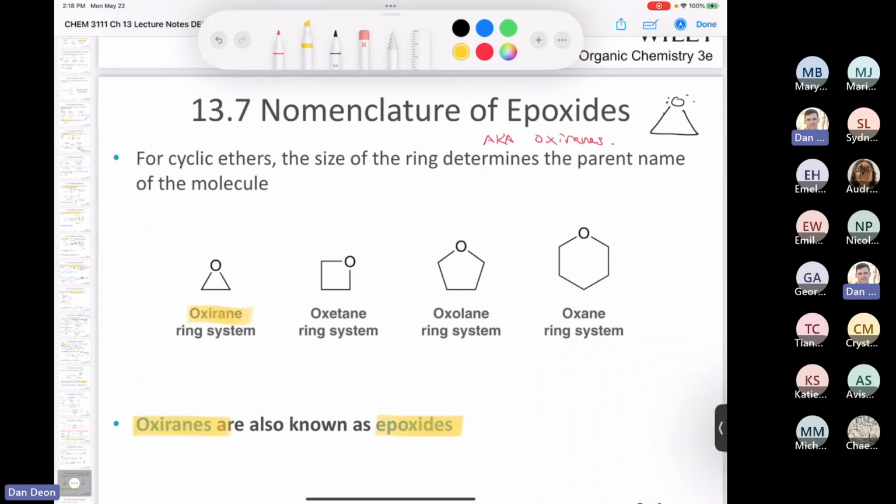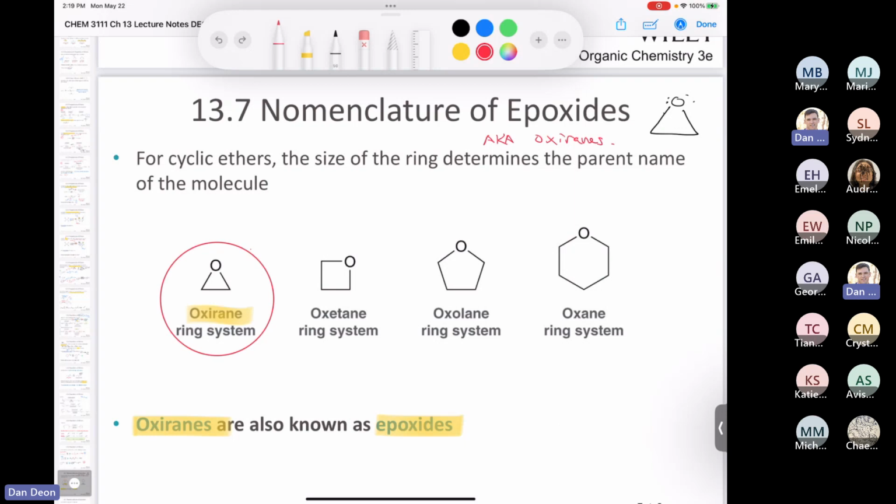Alrighty, so nomenclature of epoxide. In the last video, I kind of left off saying that an oxirane is a three-membered ring with an ether in it, and we also call those epoxides. They're one and the same. An oxirane refers to the actual three-membered ring, and epoxide is like, let's say you have a longer chain and then you have the ring in it, we call that an epoxide. But you can name an epoxide as an oxirane or an epoxide.